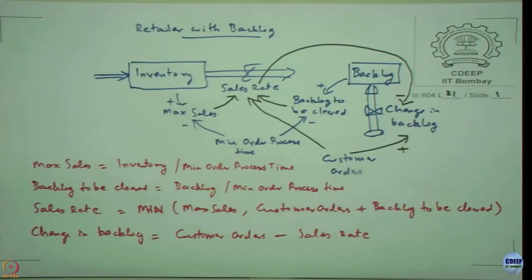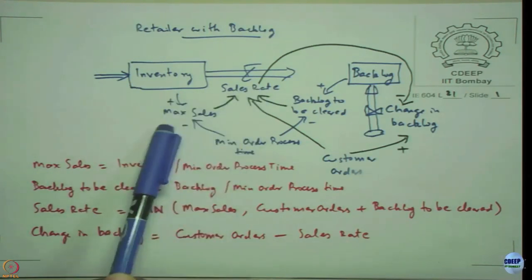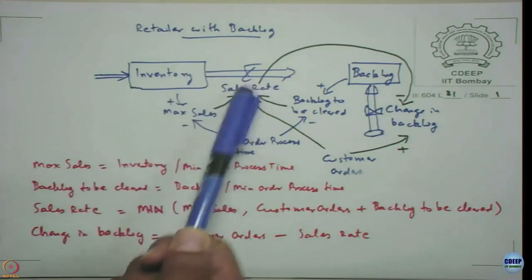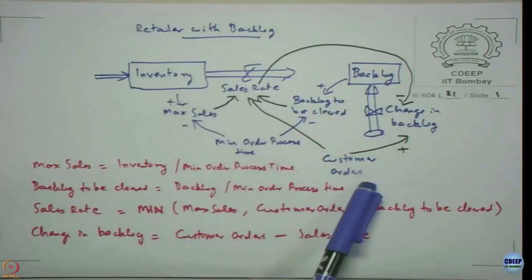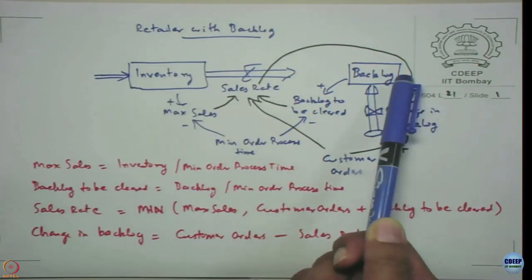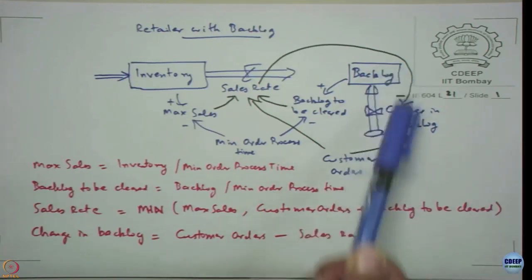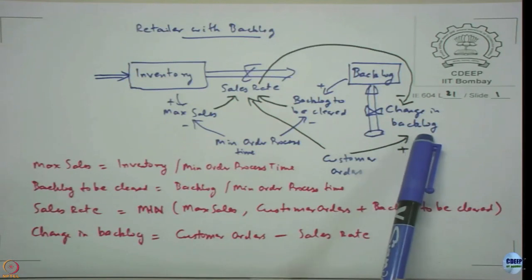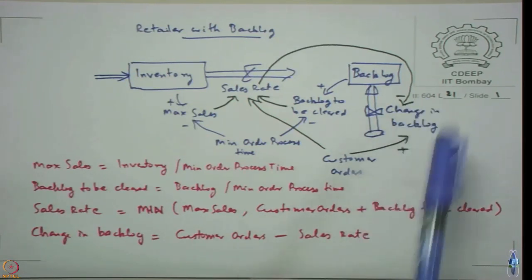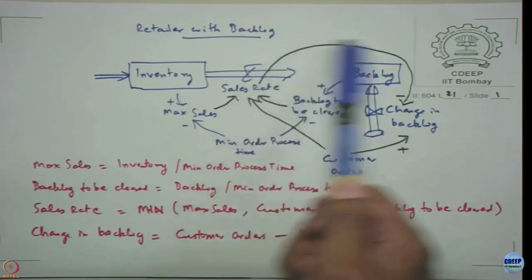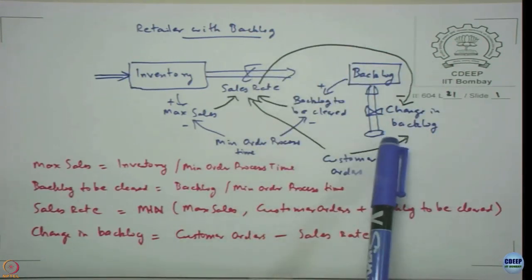The zoomed in portion of the model is shown here along with the underlying equations. So, your stock inventory, sales rate, max sales, minimum order processing time, are exactly the same as before, and customer orders. The new thing to be added is backlog. Change in backlog, just as we described, was given as customer orders minus sales rate. So, connect customer orders and sales rate to it, and then we write the equation for that.